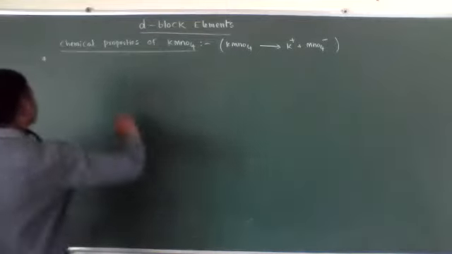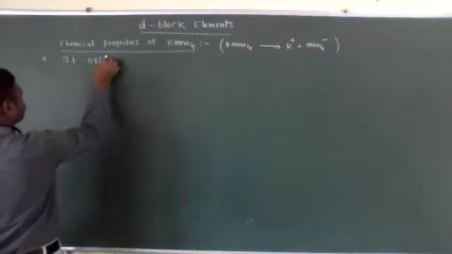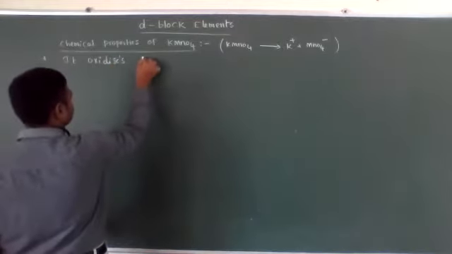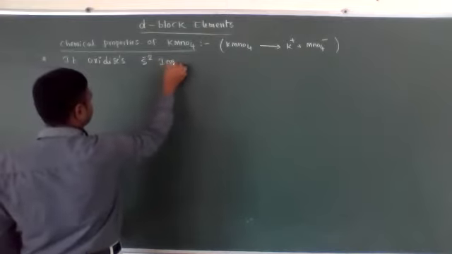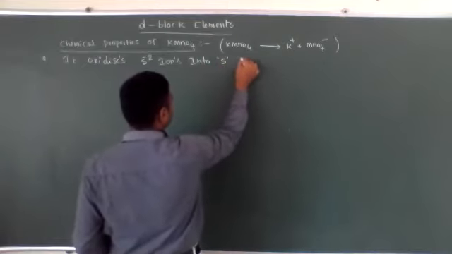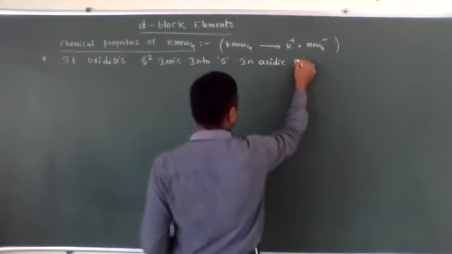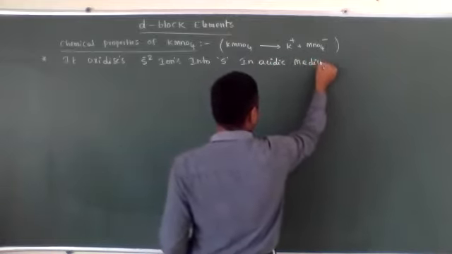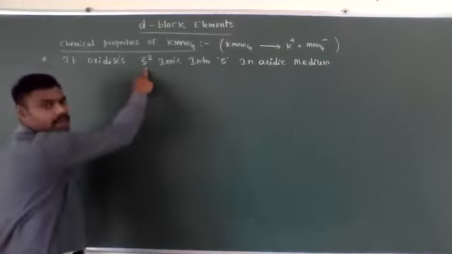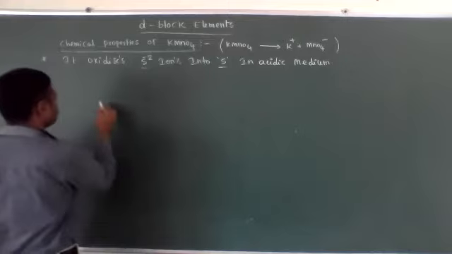The next chemical property: it oxidizes sulfide ions into sulfur in acidic medium. KMnO4 oxidizes S-2 ions. Sulfide ions means H2S, hydrogen sulfide, into sulfur. Let's see that equation.